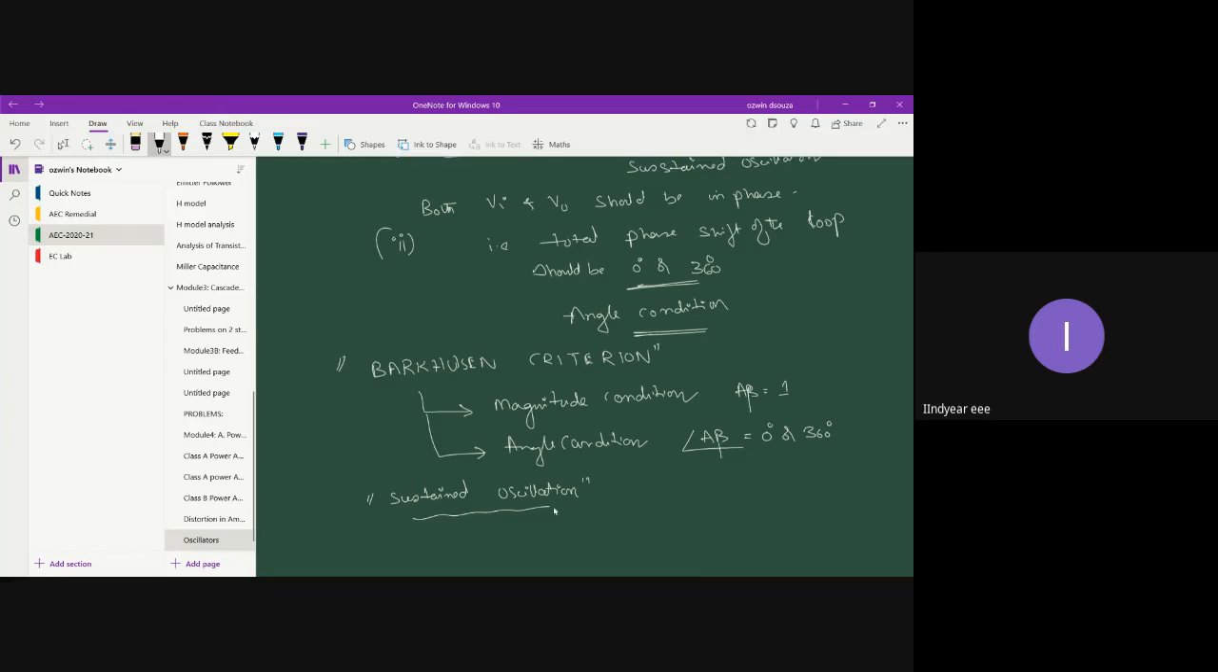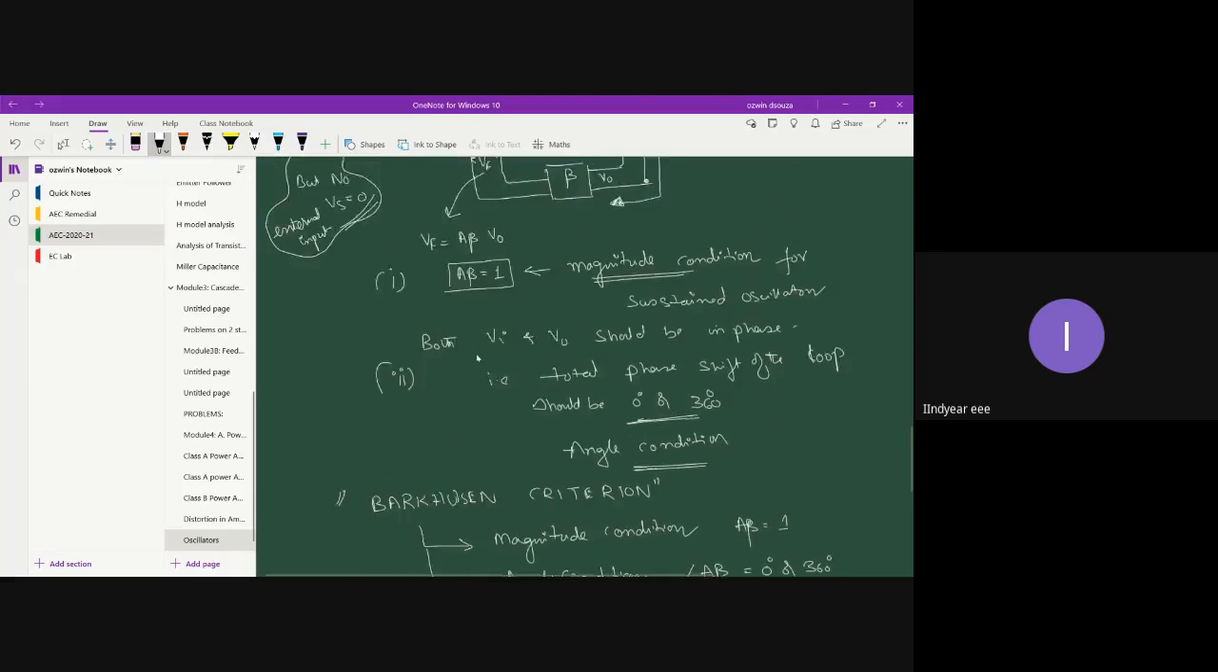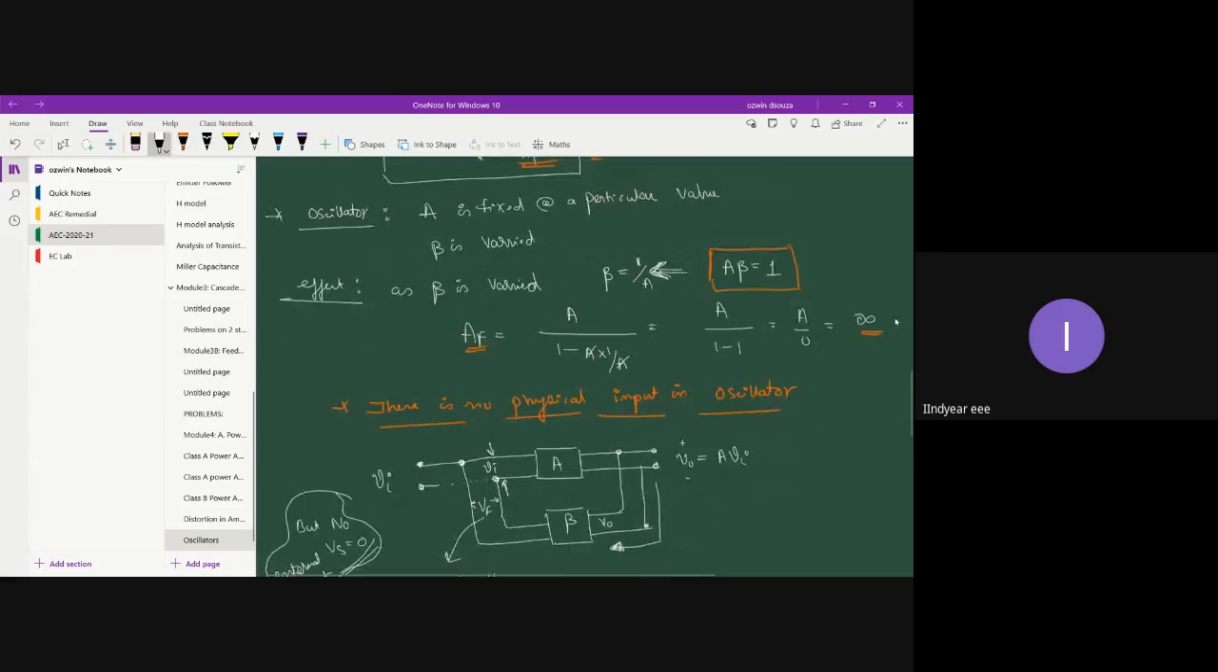Sustained oscillations, in the sense, the output will have a constant amplitude and frequency. So that's the meaning of sustained oscillation. So that is what is called the oscillator concept. The oscillator concept is derived from basically the closed loop concept in which positive feedback is employed. By employing positive feedback, one can get a very high amplification.